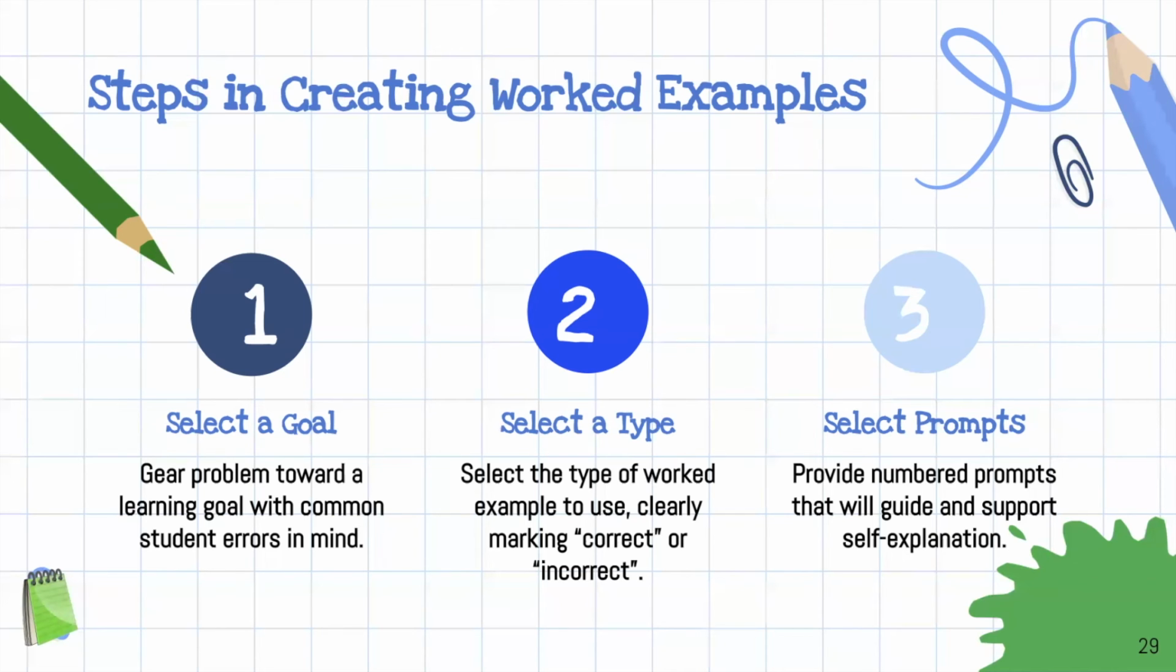And then of course you select your prompts and make sure that they're numbered and labeled clearly. Make sure they're labeled correct or incorrect, and make sure that the questions you ask are intentional, that they're going to guide the student's thinking from step to step. And of course, you can think about how you might need to scaffold this. You may need to use color coding or underlining or arrows or highlighting, depending on what the kids need. And of course, those are the types of things that you can remove once you feel like the kids are comfortable with working those types of problems.